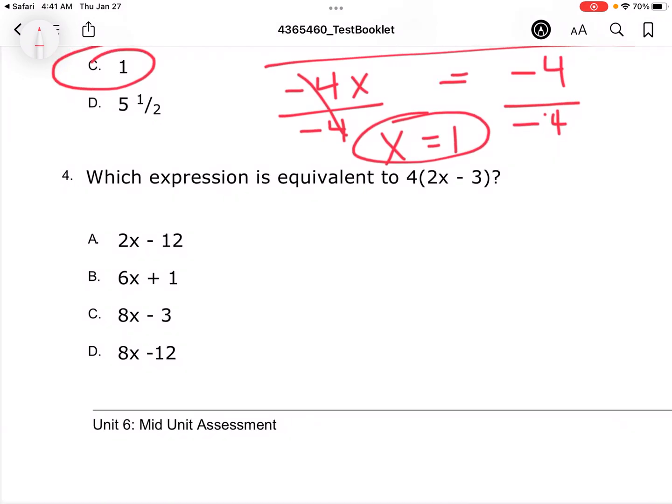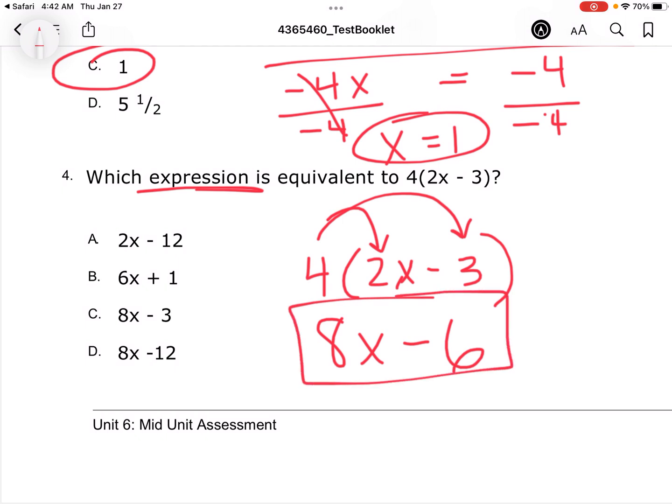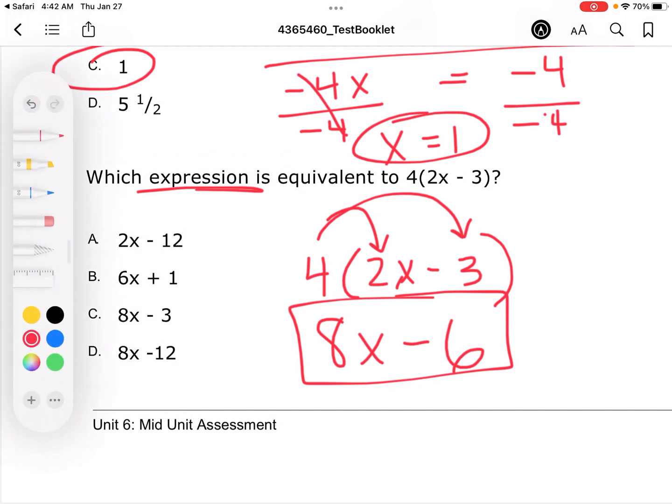Which expression is equivalent? So remember, expression does not have an equal sign. So we've got 4 parentheses 2x minus 3. So 4 times 2 and then 4 times negative 3. 4 times 2 is 8. I bring the x along for the ride. 4 times negative 3 is negative 6. So I should have had 8x minus 6. Oh my goodness, I did that wrong. 4 times 3 isn't 6. 4 times 3 is 12.